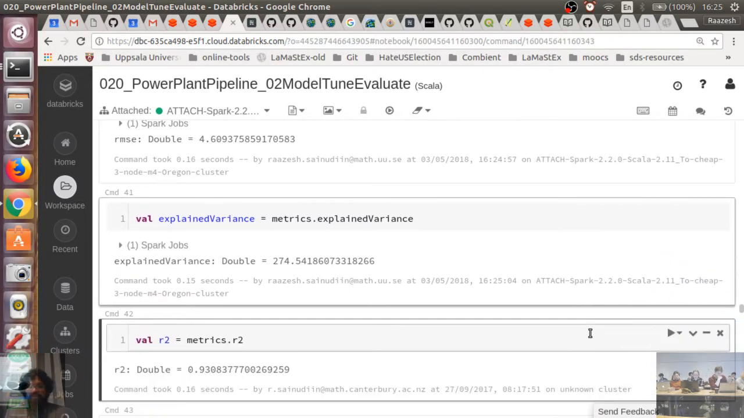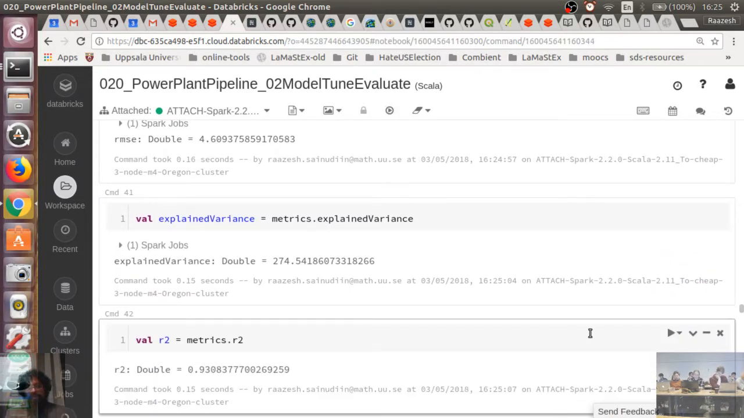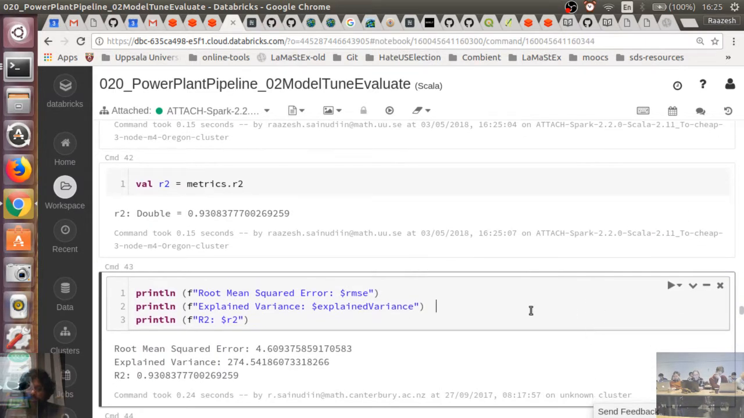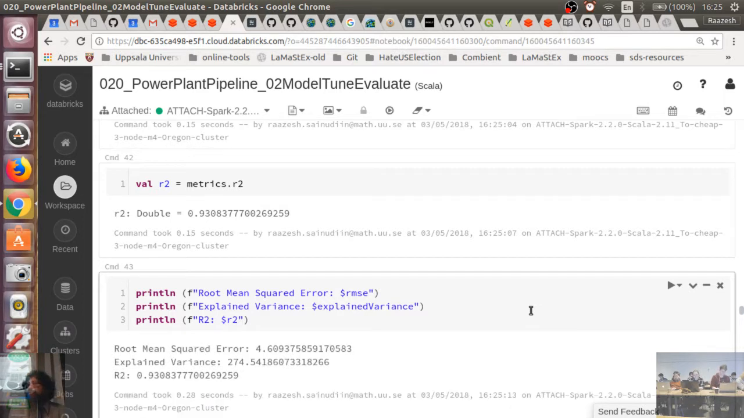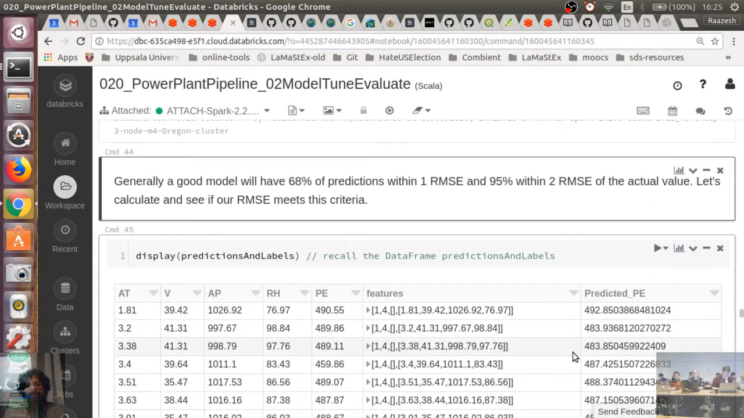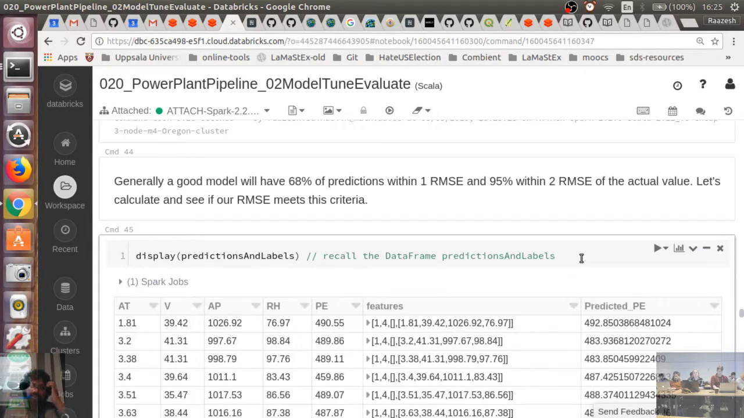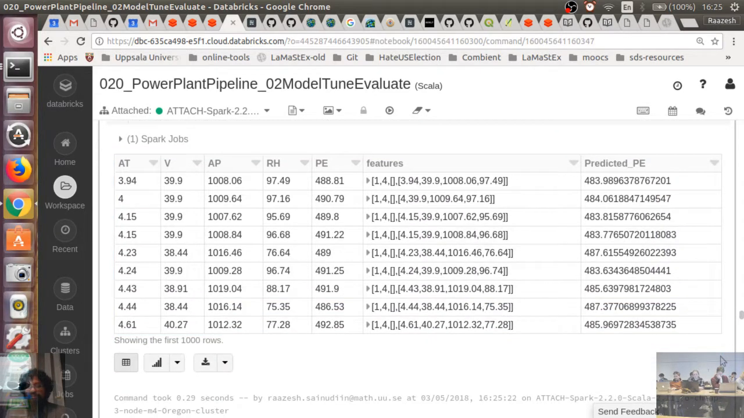What's the explained variance? And there is R squared, for those of you who know this. So these are just various ways of measuring how well the model fits the data. Okay. So now, it's generally a good model if about 68% of predictions are within 1 root mean square error, and 95% are within 2 root mean square errors of the actual value. So let's see if that's true.